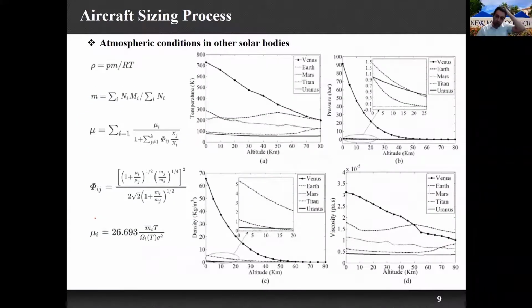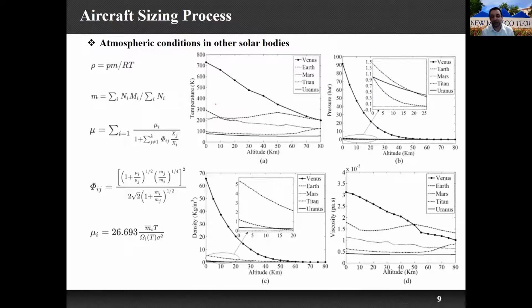Just to show you why these parameters are important, I'm going to show you one of the research works that I have done during my PhD, and this shows the atmospheric characteristics of different solar bodies. For example, on Venus, Earth, Mars, Titan, and Uranus, this shows how, with changing altitude, the temperature, pressure, viscosity, and the density of the air are changing. For planetary exploration, as we discussed earlier, we need to design drones which are able to fly in those conditions, specifically space drones.